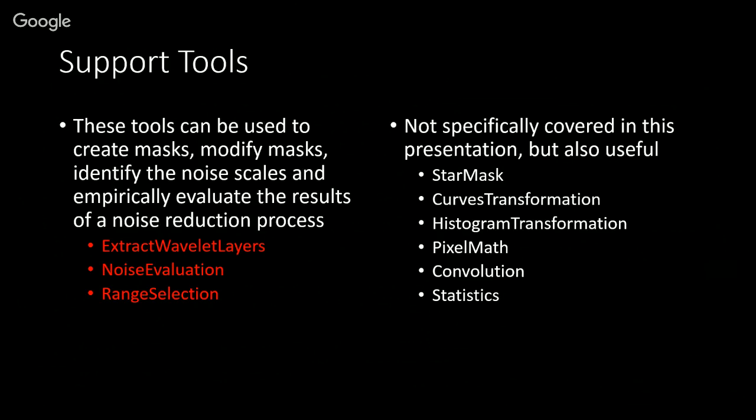The noise evaluation script is another really good one. That one you can actually use to compare results that you get, right? So you might pair that also with measuring full width half maximums to see how your stars are affected by the noise reduction. And range selection is another really good one for creating masks, right?